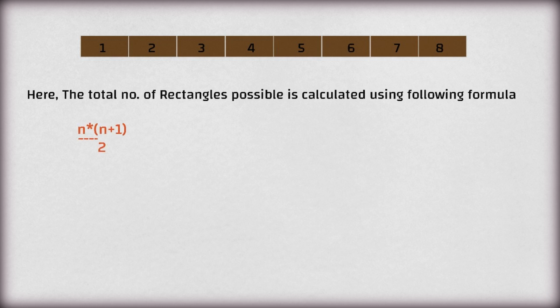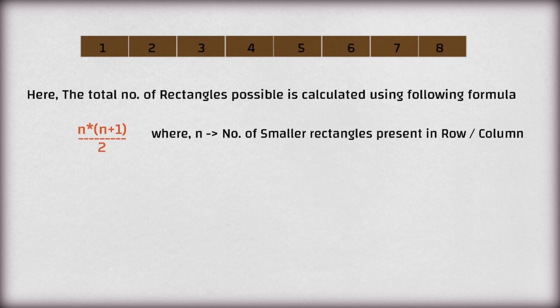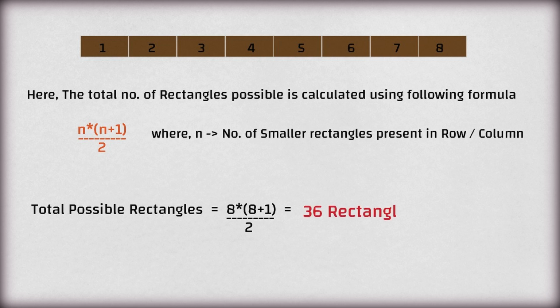But instead of adding these numbers from 1 to 8, we can simply use our natural numbers summation formula in order to calculate the total number of rectangles possible in this figure, because this is similar to the addition of natural numbers. So here we can use the formula n into n plus 1 by 2, and thus we get the total number of possible rectangles in this figure equal to 8 into 9 whole divided by 2, which is equal to 36. Thus there are 36 possible rectangles in this figure.